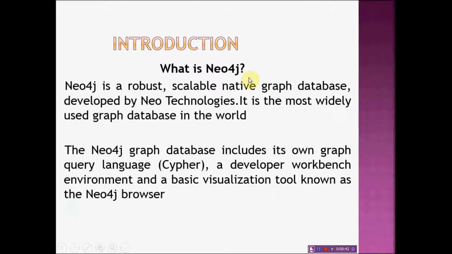What is neo4j? neo4j is a robust, scalable native graph database developed by Neo Technology. Hence the name neo4j. It is the most widely used graph database in the world, with almost 54% usage, so it is the largest used graph database in the world. The neo4j graph database includes its own graph query language called Cypher, and a developer workbench environment and basic visualization tool known as neo4j Browser.